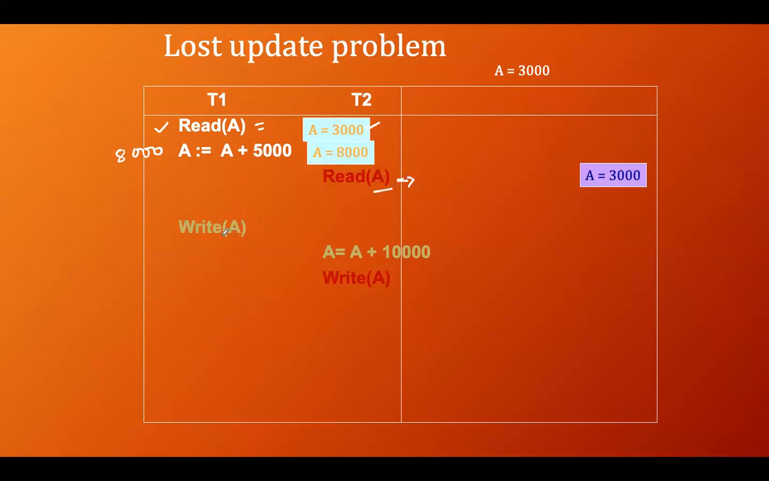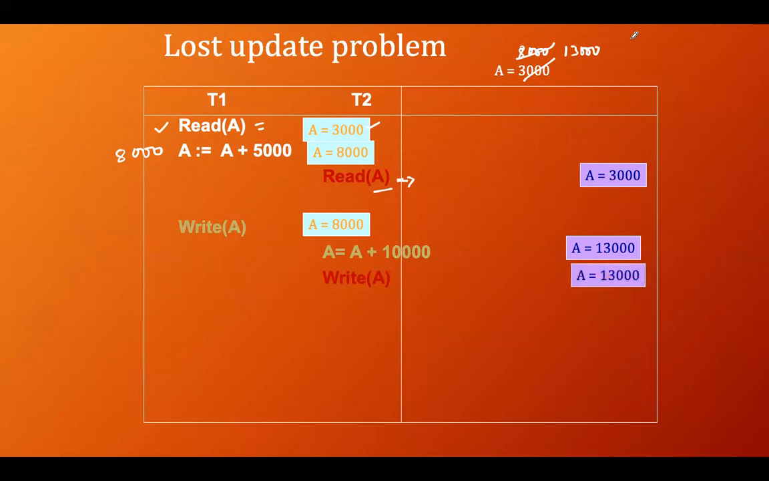Now the write operation will be done. When we do the write operation, the A value will be changed to 8000. Assume that this is now 8000 because I have done the write operation. Now A equals A plus 10,000. What is A right now? A has been read as 3000, so 3000 plus 10,000 will be 13,000. Now the write operation will be done, and this value will be 13,000.